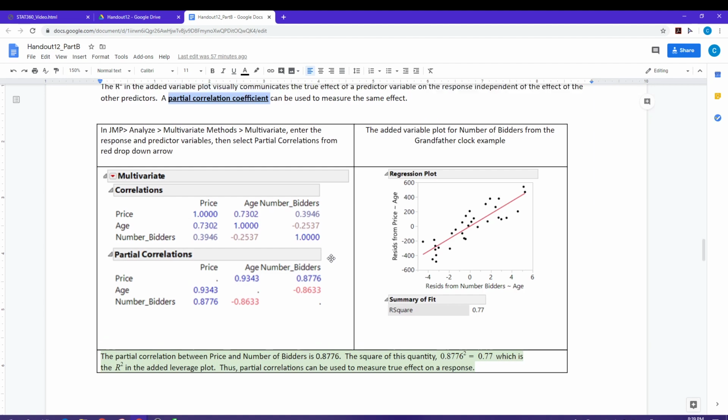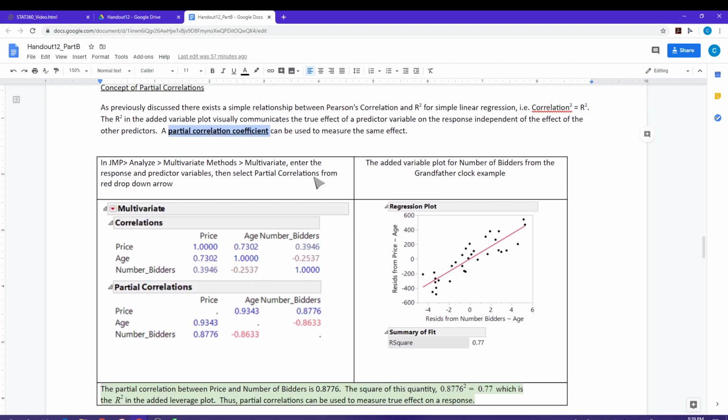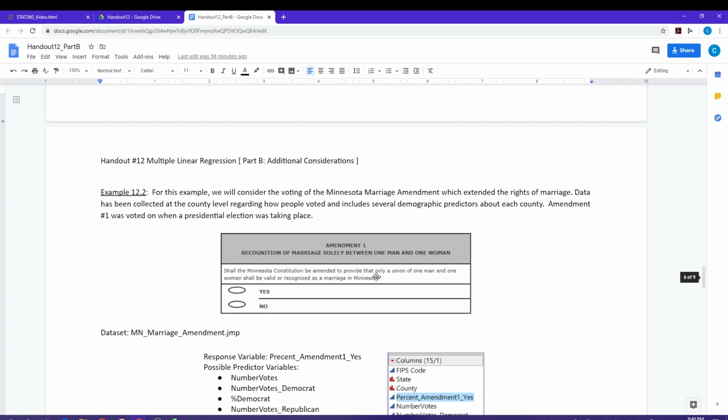Now in practice, rarely are these partial correlations used. I'm not sure why. I mean, I kind of like them. They're being adjusted for the other predictors. But in practice, they're not used very often. The added variable plots, or what JMP calls the leverage plots, are nice because they're just automatically given to me. So I can just glance over and look at them and understand the true impact of each of those predictors.